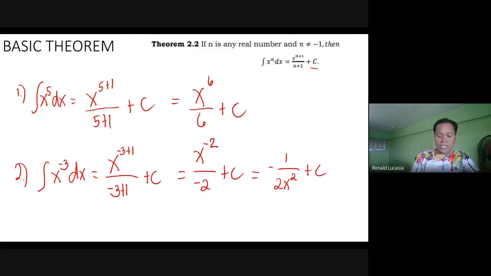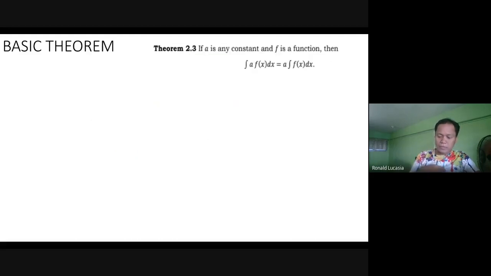Okay. Now the third theorem that we will be needing here is, if a is any constant and f is a function, then the integral of a times f of x dx is equal to a times the integral of f of x dx. Remember that a there is a constant number, and then we are able to extract a outside the integral sign. Okay, so let's have example number 5.